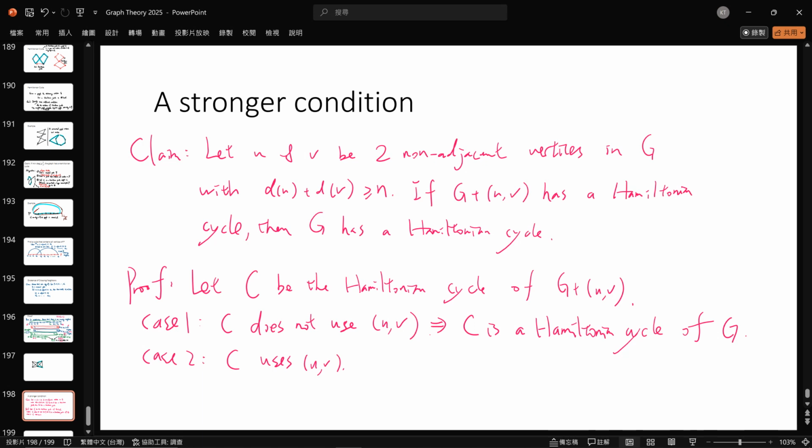Okay, so next case 2. So case 2 is when this Hamiltonian cycle C uses the new edge. Okay. Well, so this time we cannot just use this cycle C. We have to modify this cycle. Okay. So we have no choice but to remove this UV, right?